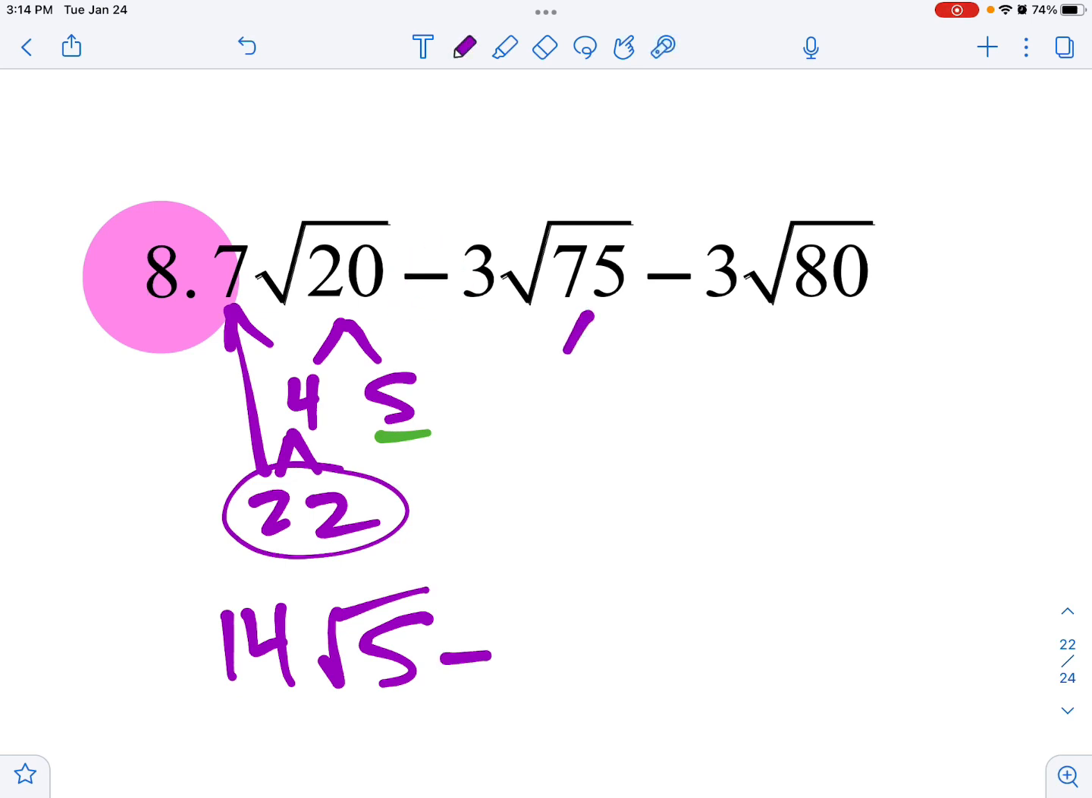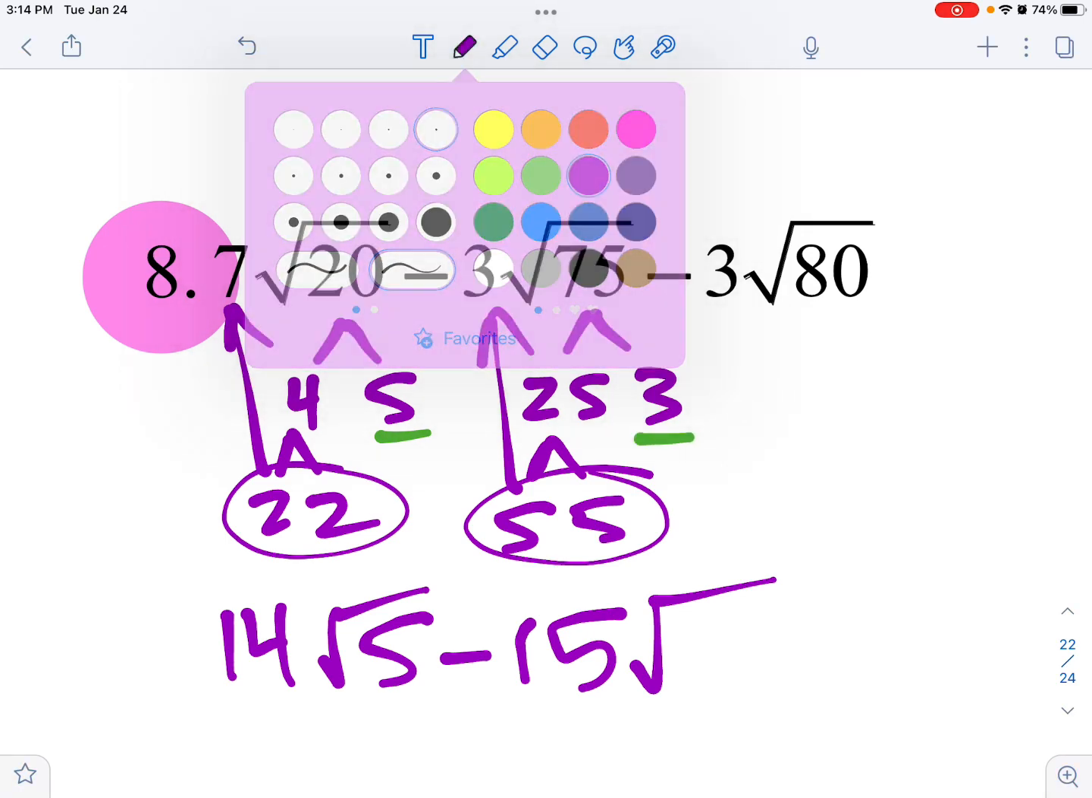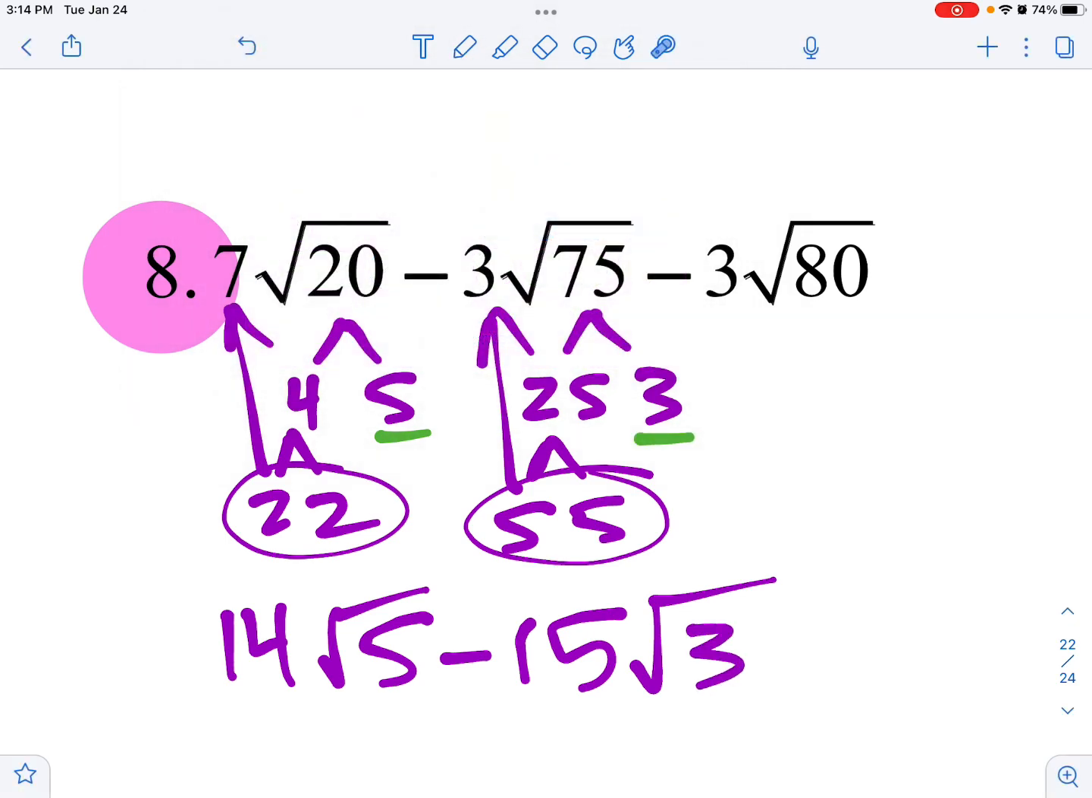And I'm going to break down the 75. 25 and 3. 5 and 5. Found another group of 2. The 5 times the 3 makes 15. And remember the number that didn't get circled, this thing has to stay in. I'm going to bring down this minus sign. I brought down this one here. I'm going to bring down this one down here.